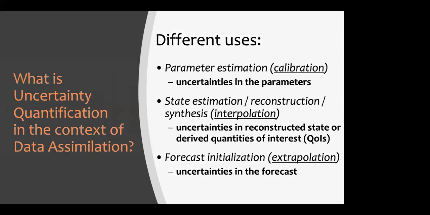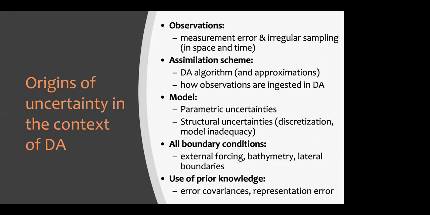Always important to keep in mind, when we talk about uncertainty quantification in the context of data assimilation, are the different uses and purposes. One is for parameter estimation or calibration. Another one, which is mostly of our interest, is for state estimation or reconstruction. So that's an interpolation problem, or for forecast initialization, where you try to quantify the uncertainty in the forecast, in this extrapolation. And of course, the different sources in the context are in the observations, both the instrument error, but also potentially, in the context of data assimilation, representation errors.